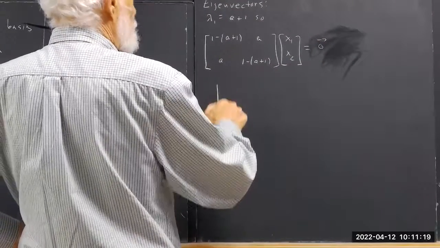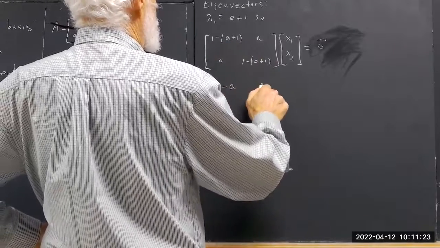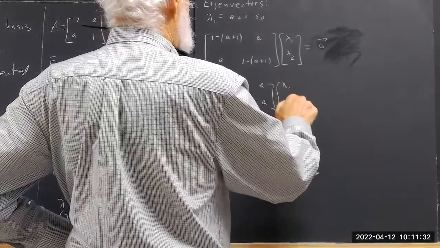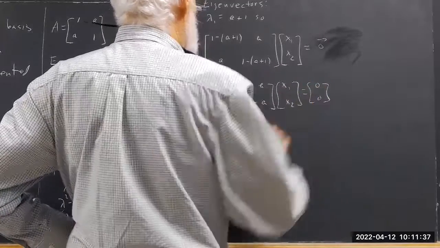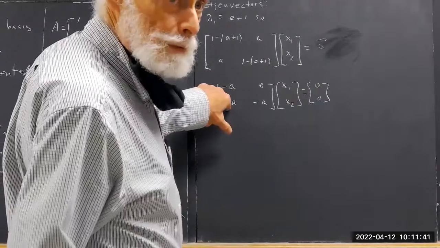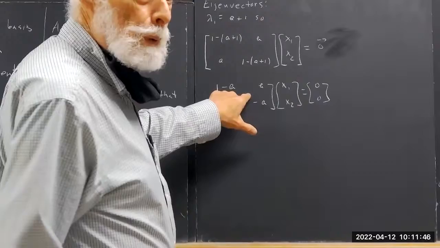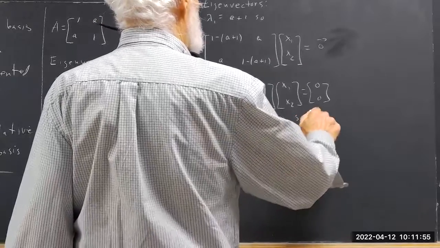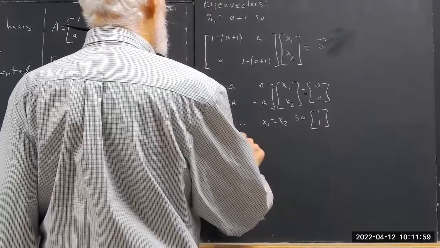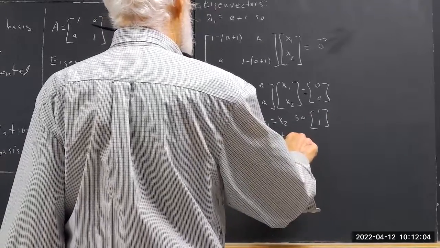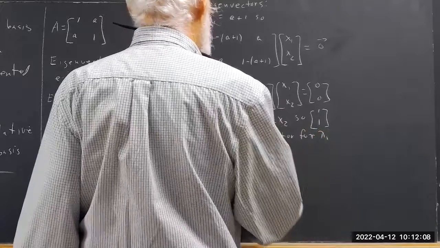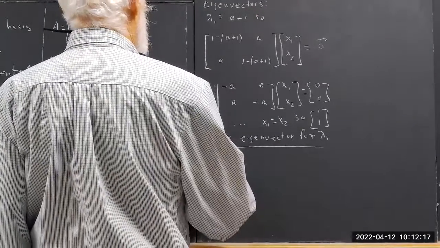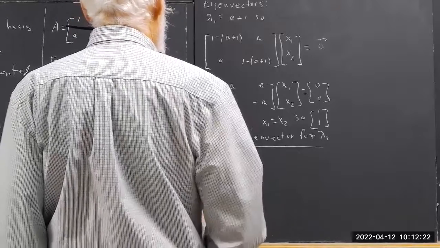So we have the augmented matrix, 1 minus the quantity A plus 1 is negative A. That's A, right? And then this is A and this is negative A. So we reduce this matrix if you wish. But the equation you get here is just a multiple of the equation you get here. So I'm just going to say that x1 equals x2. That's your eigenvector for lambda 1. And then lambda 2 is A minus 1.